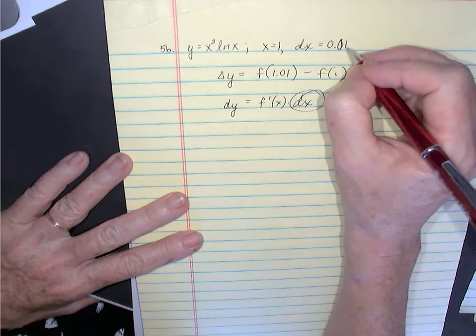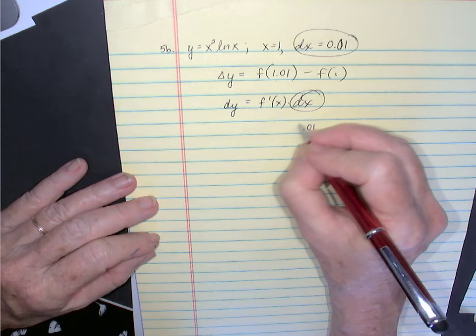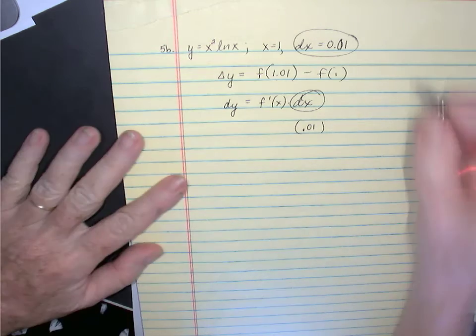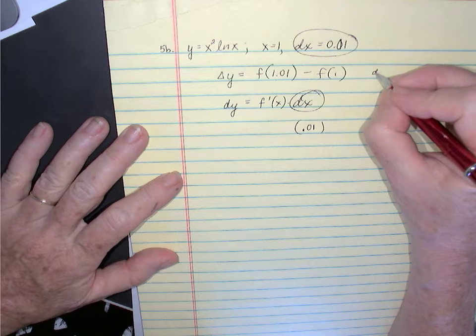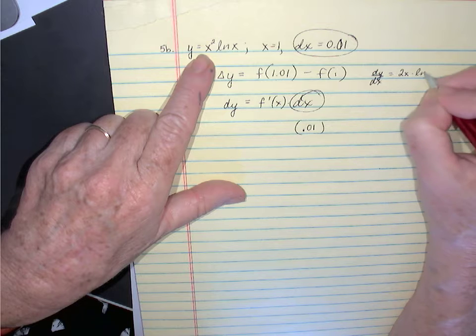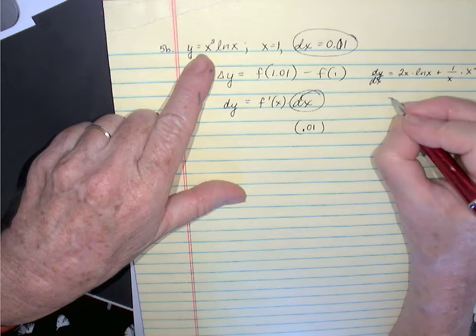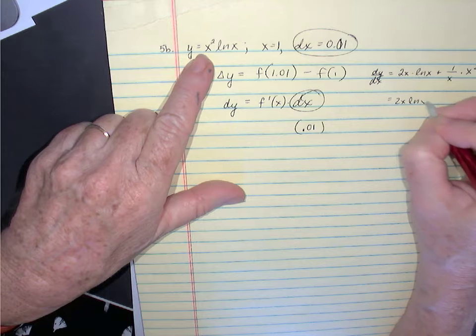So dx is always the same as delta x. This is 0.01. But I need the derivative, so let's do this. So dy dx, the derivative is going to be the derivative of the first times the second plus the derivative of the second times the first, which is just going to give us 2x ln x plus x.